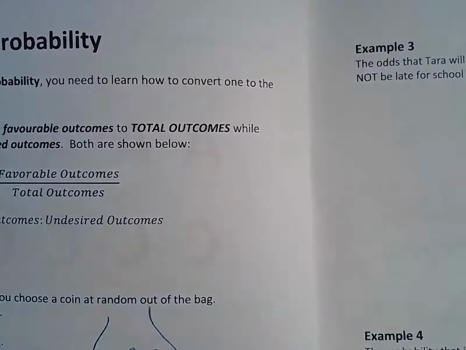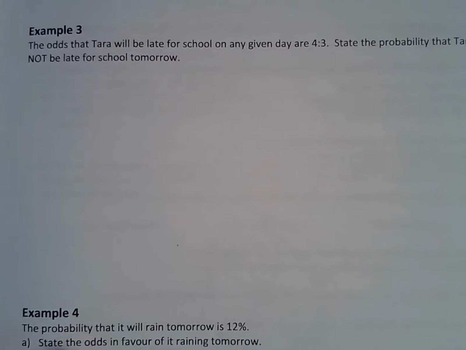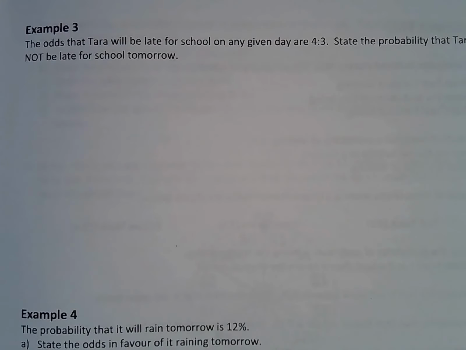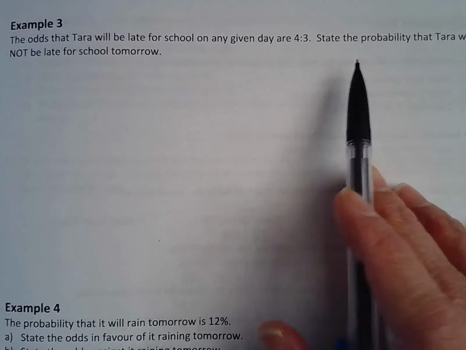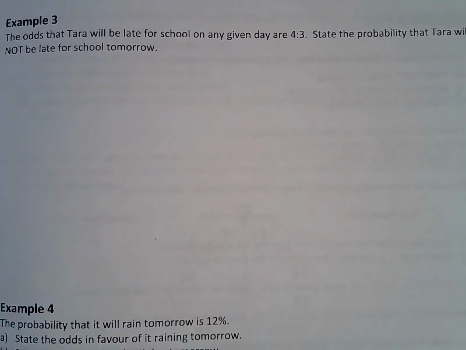This is a fast one. Fast lesson. Okay, example 3. The odds that Tara will be late for school on a given day is 4 is to 3. State the probability that Tara will not be late.